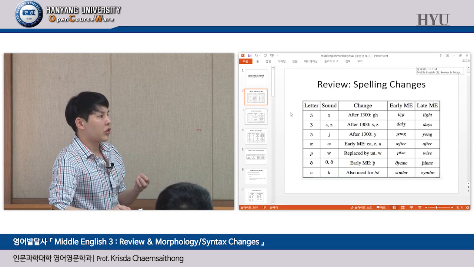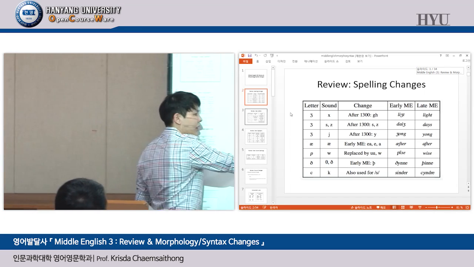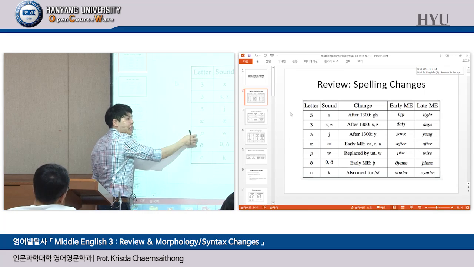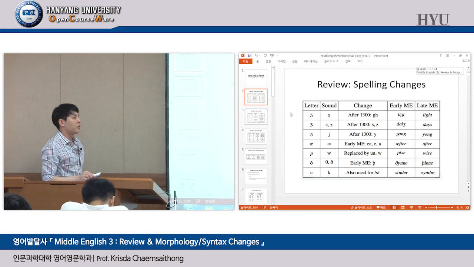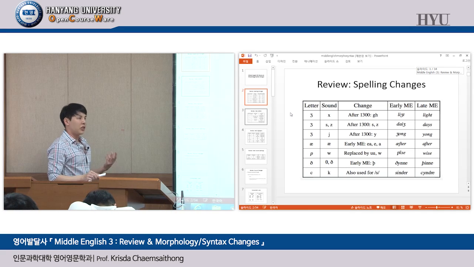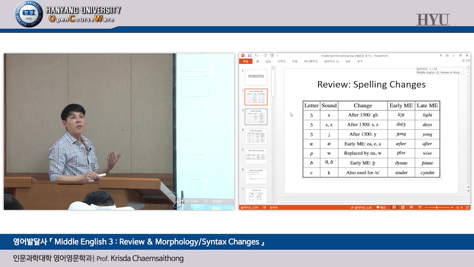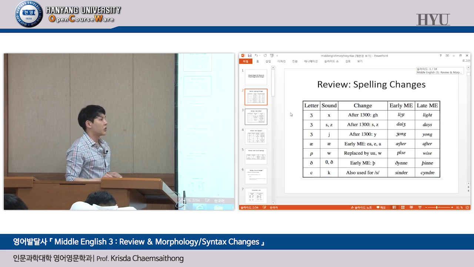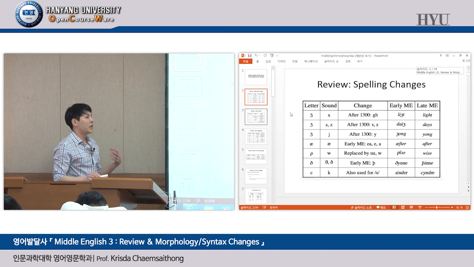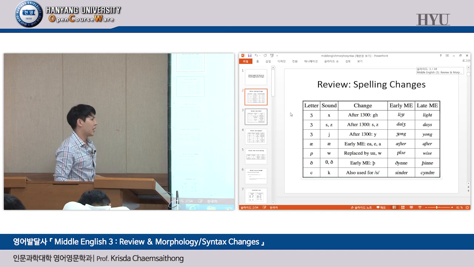And then this is the thorn, right? So there should be like a little ascender here, the thorn. The thorn, which represents the sound W, it was replaced by UU, W, or V even, right? So we have wisse to wisse.